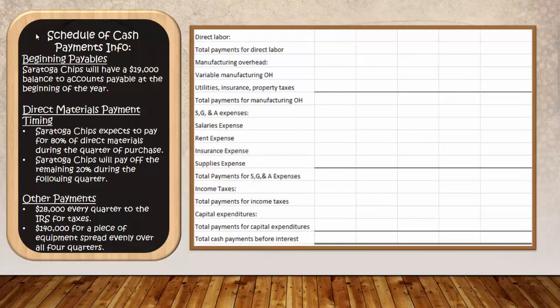$142,000. Now that we've completed the top half of our schedule of cash payments, the direct materials portion, we can move on to the other expenses that we had. We're going to start with direct labor.